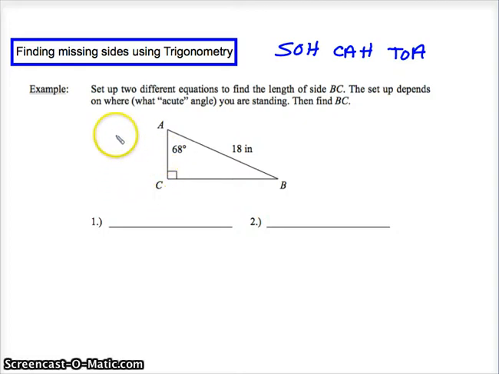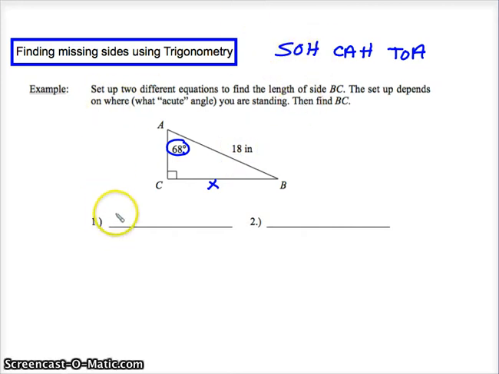Okay? So watch this. I'm asked to find the length of side BC. So we're going to label that with our variable x. Okay? I know the acute angle 68. Okay? From 68, there are two sides involved in this problem. I'm working with the hypotenuse and also the side opposite of 68. Since I'm working with the opposite and the hypotenuse, that tells me I'm going to use sine.